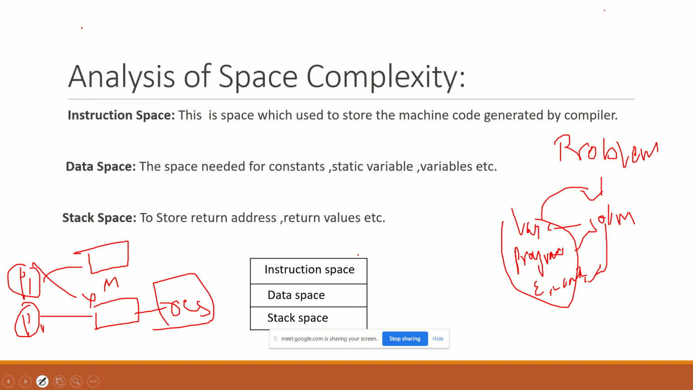Within an algorithm, where can memory be used? I may use memory in a variable, program instructions and execution. These three are the main terminologies where main memory is used.